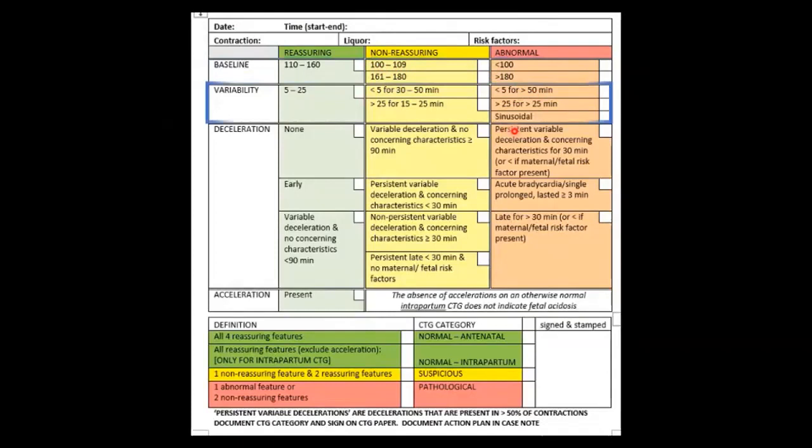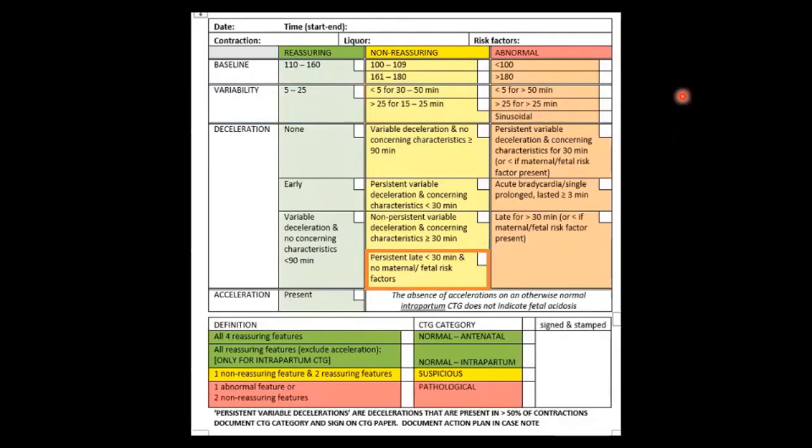Okay, subsequently you need to look into the variability. Variability of 5 to 25 is considered normal, which is reassuring. But if, let's say, it is less than 5 for 30 to 50 minutes, then it is something fishy, so you put it as non-reassuring. Or if it is more than 25 for 15 to 25 minutes, then it is non-reassuring. But it becomes abnormal if you see the baseline variability is reduced for more than 50 minutes, or if it is increased for 25 minutes. All right, or you see it as sinusoidal, this is considered abnormal. All right.